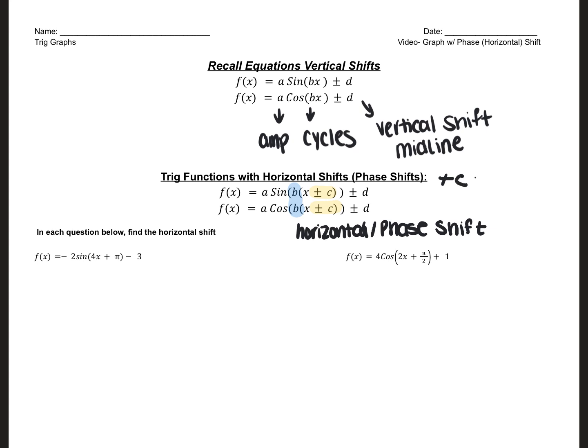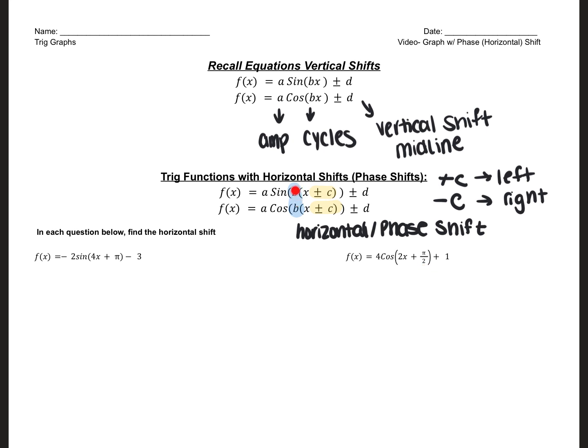Now, just like all the transformation rules you've done in your mathematical career, if it is a plus C, that actually means to go to the left, and if it's a minus C, that actually means to go to the right. So let's first talk about the way the equations look. In each of the equations below, I want you to find the horizontal shift. Notice the way that this is written, the B is on the outside of the parentheses. And notice how this is written. It's 4x plus pi, where this one is 2x plus pi over 2.